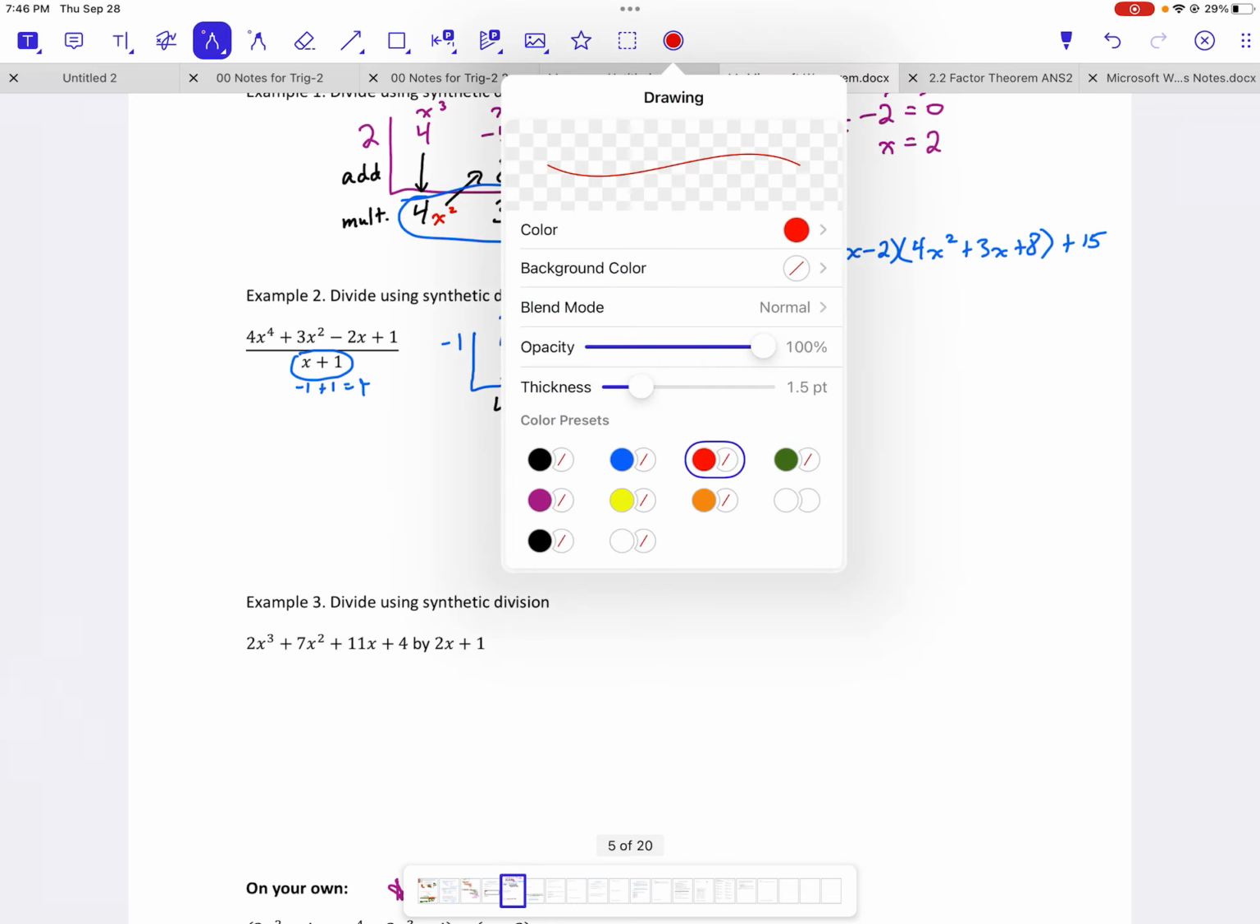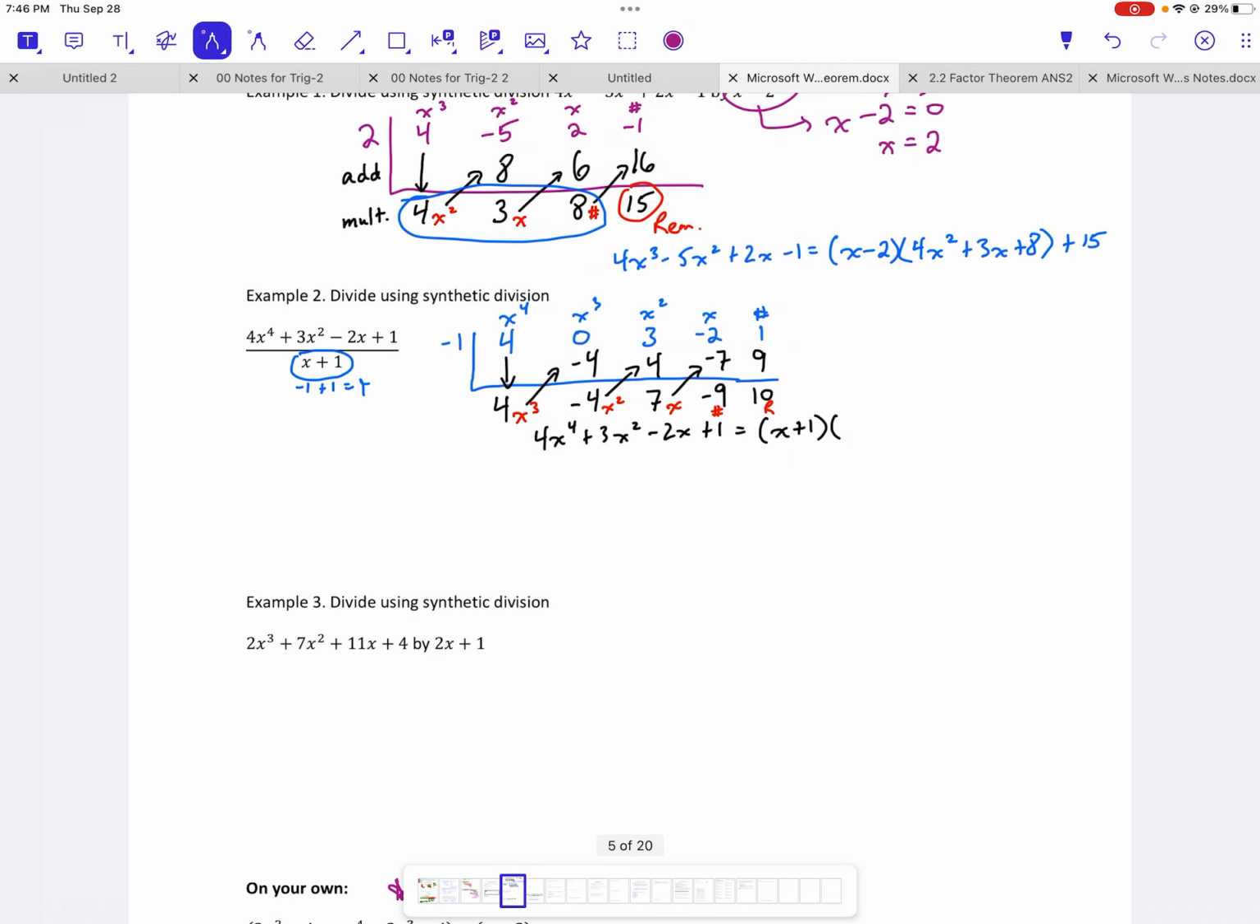So we have, pardon me for a second while I change my pen. So this is 4x cubed minus 4x squared plus 7x minus 9. We had a remainder of 10, so we add 10 at the end. That's a check-the-product form.